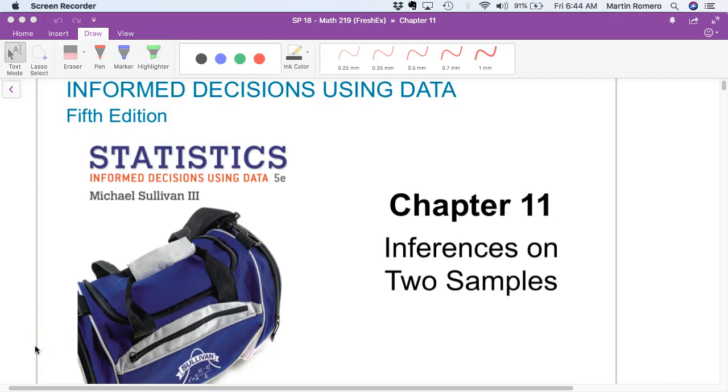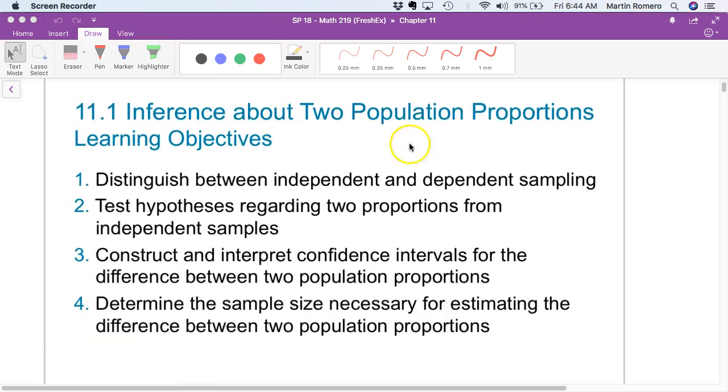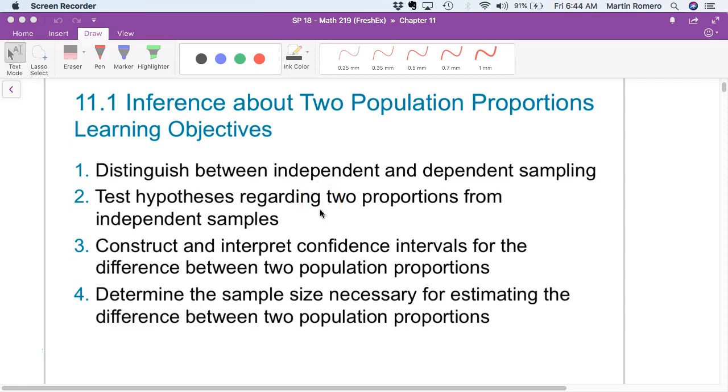This video is chapter 11.1, part 1. We'll look at independent samples versus dependent samples. So in chapter 11.1, we're going to make inferences about two population proportions. Make sure you have your note sheets out.